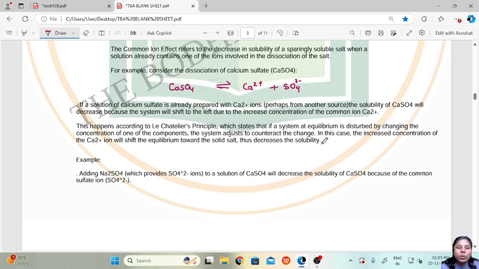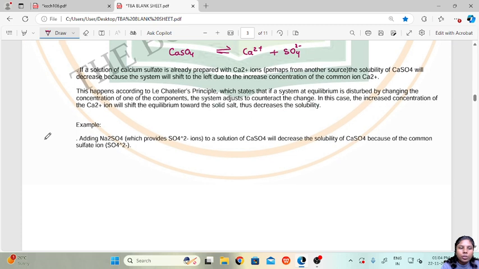So we know Le Chatelier's principle. What does it say? If any change is occurring, the overall solution will try to adapt to that change, and the equilibrium will also change in such a way as to counteract the change that is occurring. The same thing is happening when we take these Ca2+ ions. It will shift towards the calcium sulfate that is present. Why? Because more and more Ca2+ ions are being generated, and that will in turn decrease the solubility.